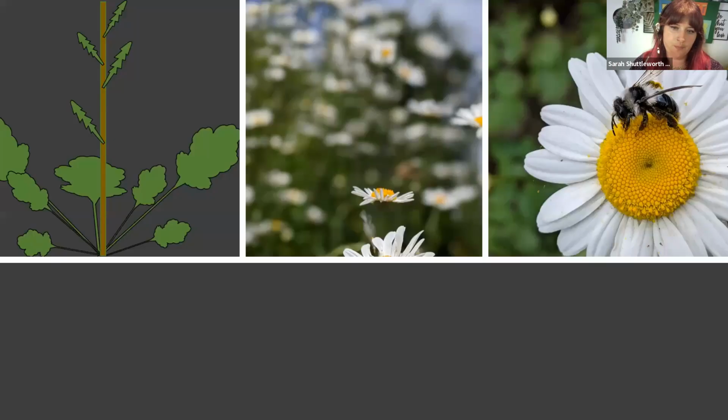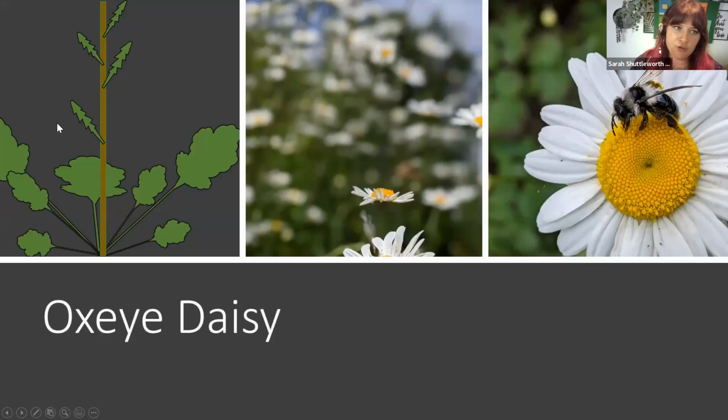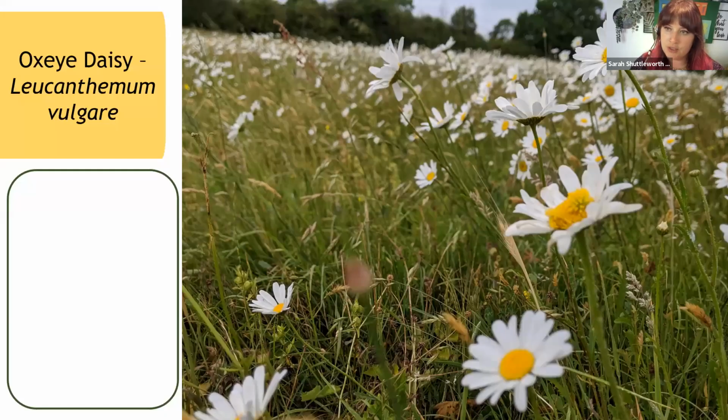Moving on now to oxeye daisy, which is a relatively easy one to identify, but I thought we'd cover it because it's in both of the habitats, neutral pastures and meadows and damp grassland.